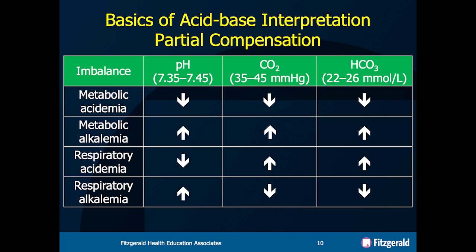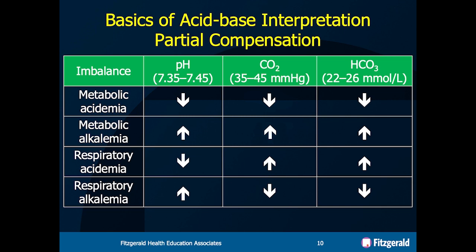With metabolic alkalemia, our pH is high, greater than 7.45, and then the bicarb we notice is high. So we have a metabolic alkalemia, we notice we have a high bicarb, and then we're going to compensate by trying to make a more acidic environment with the CO2.